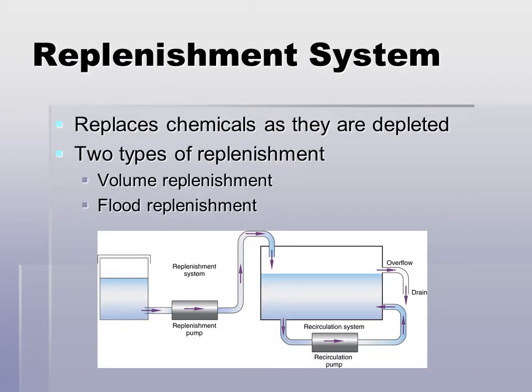Replenishment system. This replaces chemicals as they are depleted. There are two types of replenishment: volume replenishment, which is for high volume, and flood replenishment, which we use for low volume. It's activated once film enters the entrance rollers.